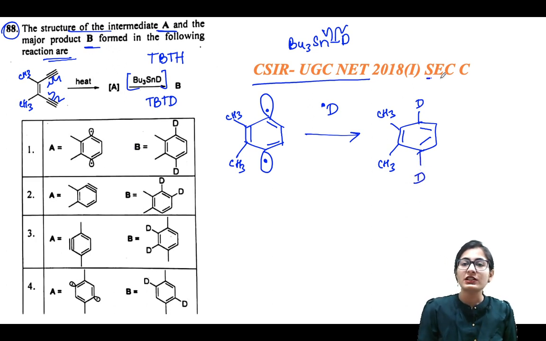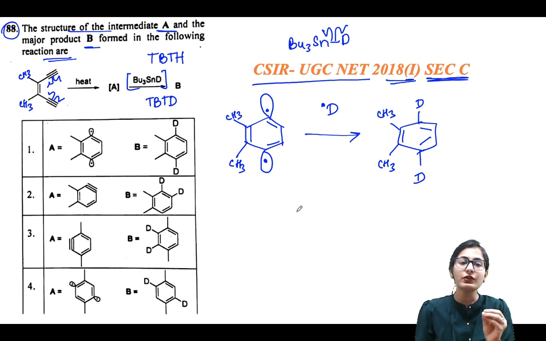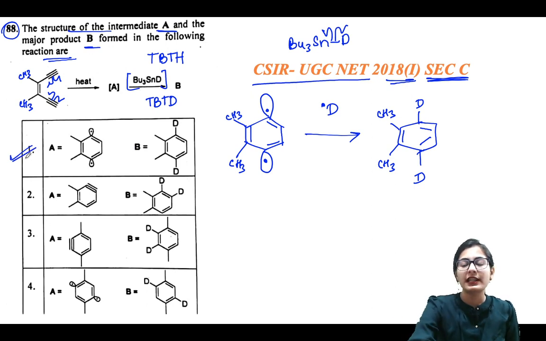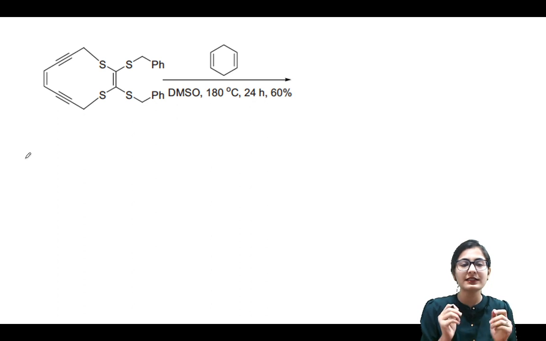It was asked in 2018 June in section C for 4 marks. So I hope that now you know it is Bergman cyclization and you will be able to do more such questions. Okay, let's move on to that, but for this the answer is option number 1. Very easy.